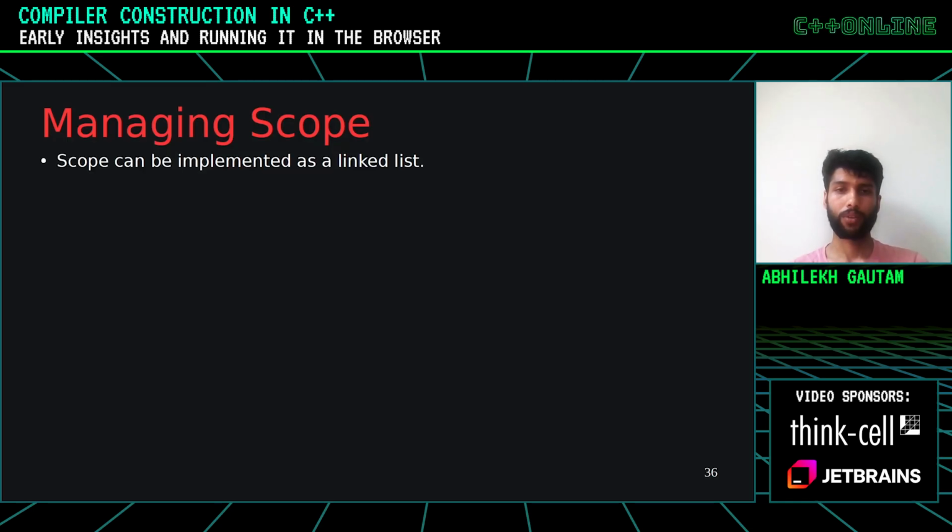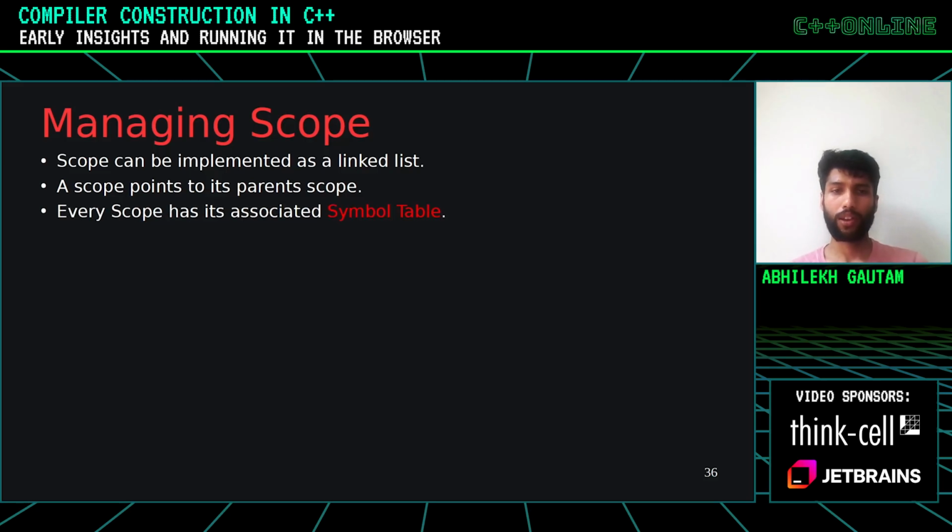There are different ways we can implement this, but I use a linked list to implement scope. One of the benefits of using a linked list is that we can easily capture the notion of nested scope, right? This is because a scope will point to its parent scope, and a linked list is a good data structure to represent that. And another thing with scope is every scope has its associated symbol table.